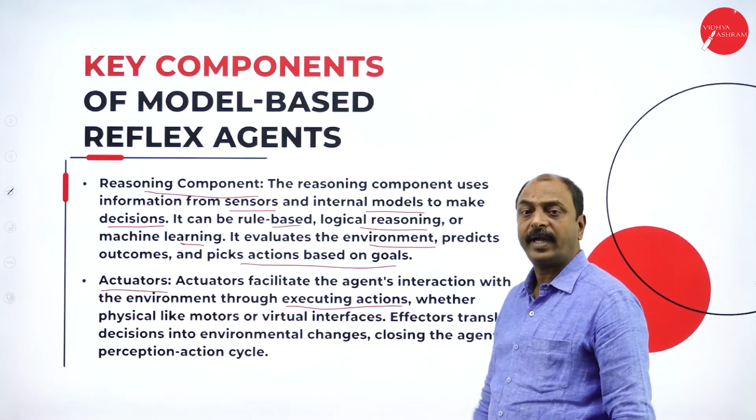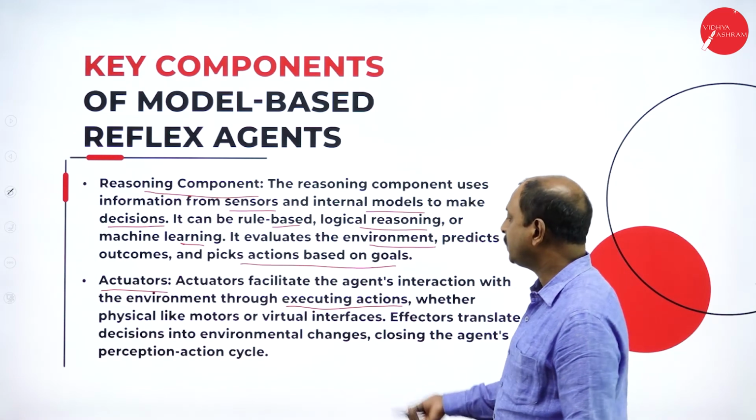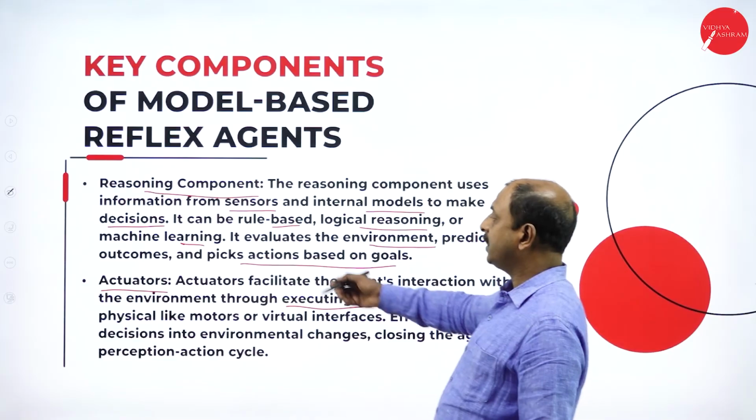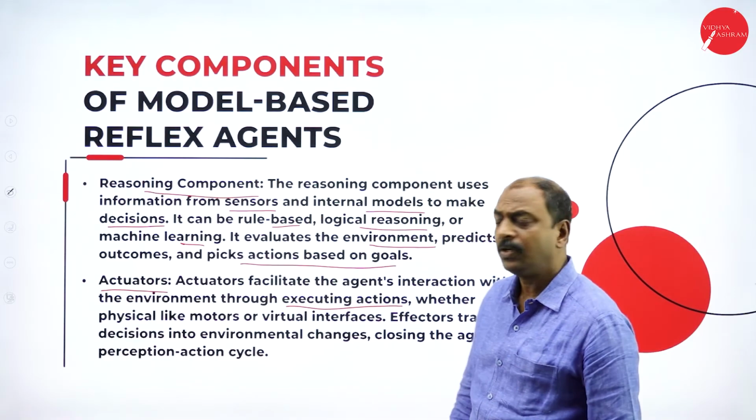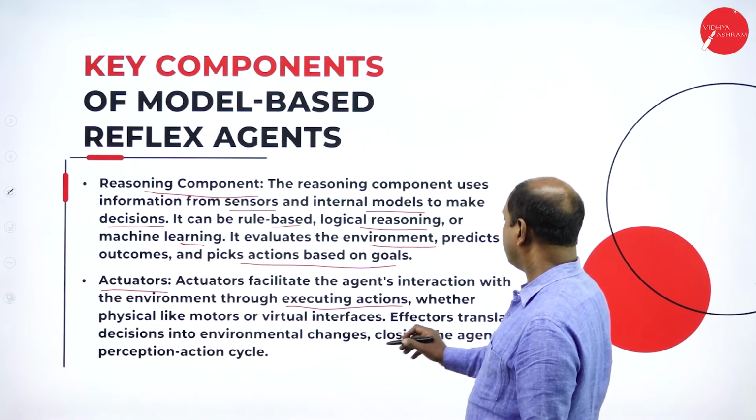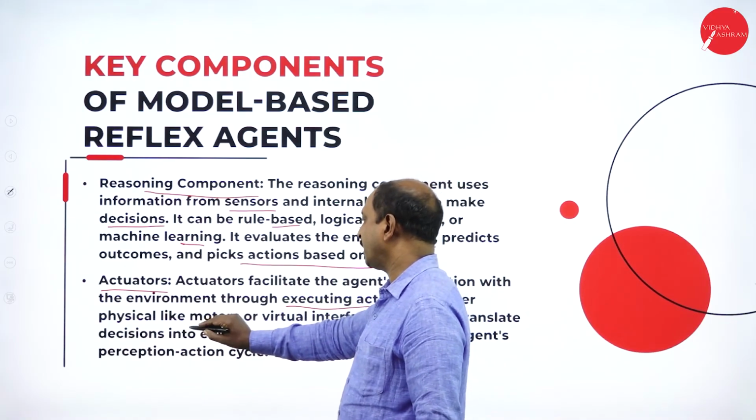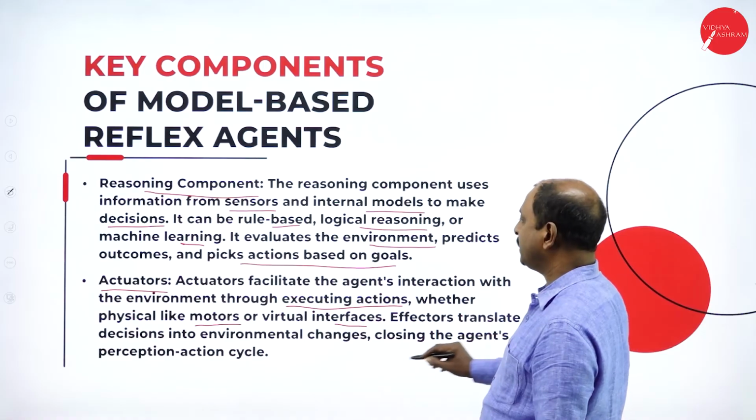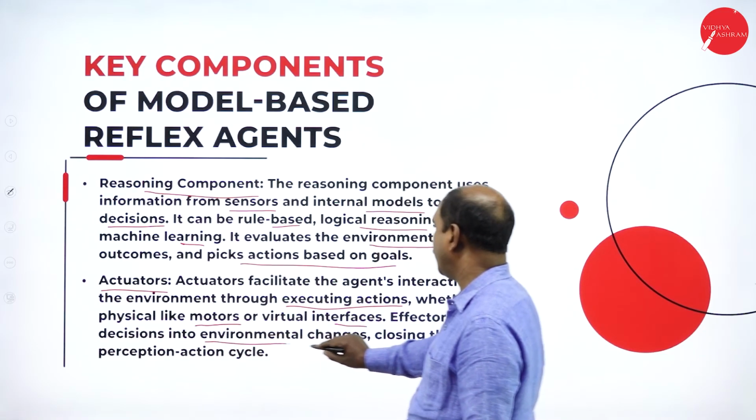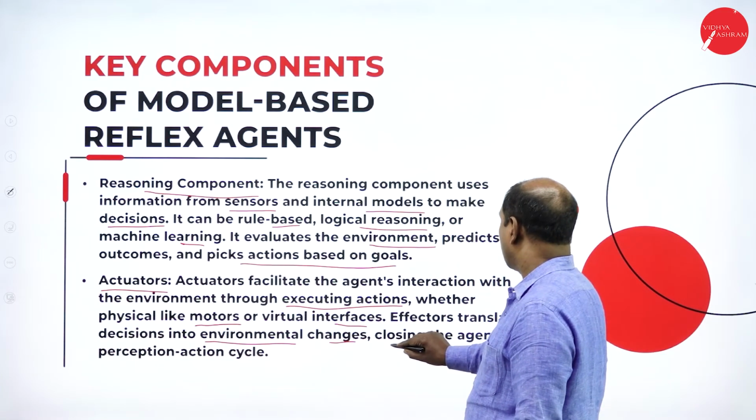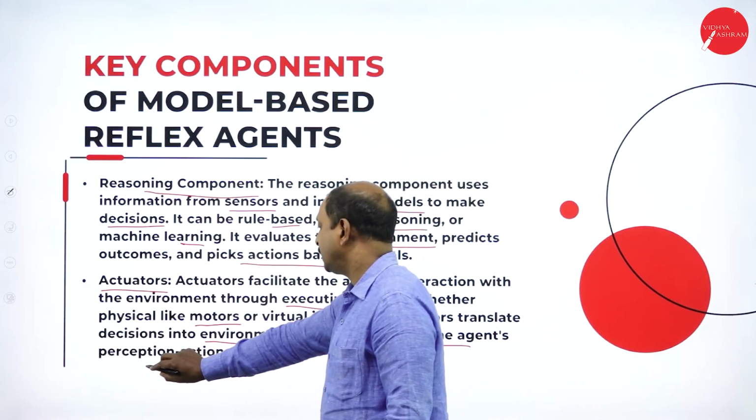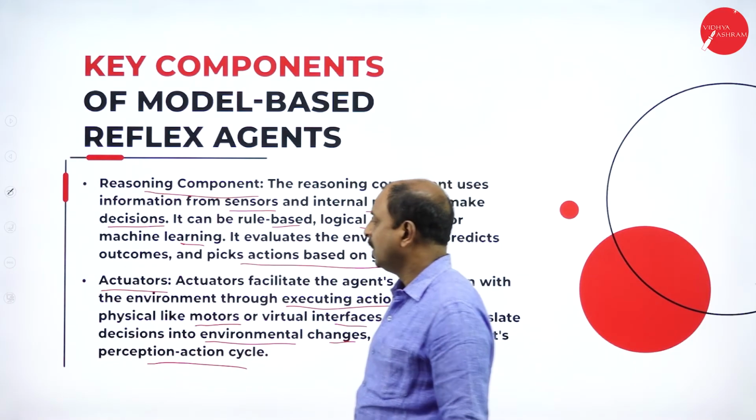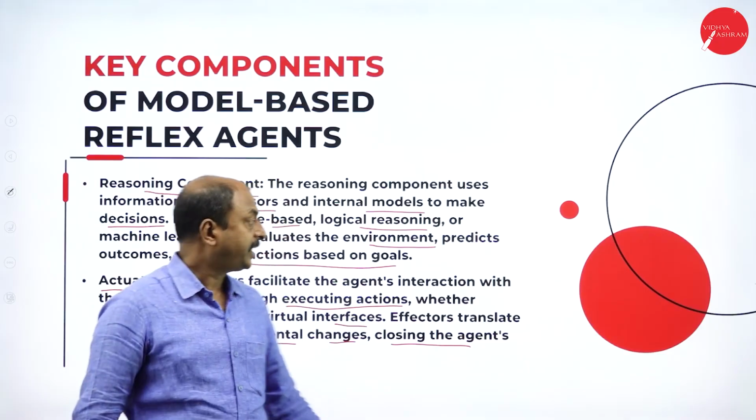So what is the function of actuators? It is going to execute the action based on the decision taken in the respective models. And here, it may be physical, like motors, or virtual interfaces. Effectors translate decisions into environmental changes, closing the agent's perception-action cycle. So this is how the action takes place.